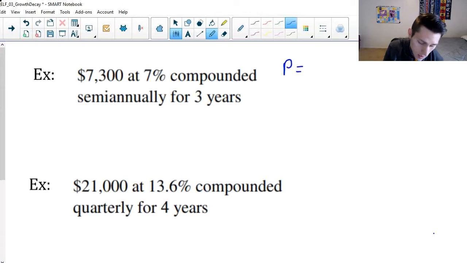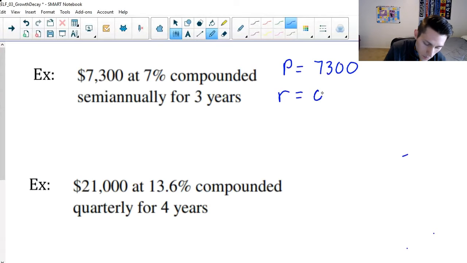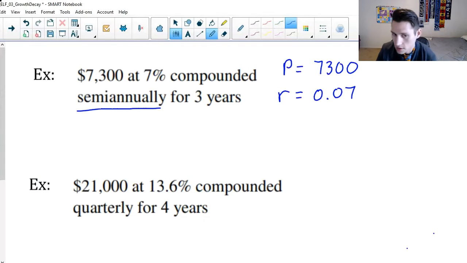That way we know exactly how to plug things in. So the capital P in this case is 7,300 because that's how much we started with. R, the interest rate, is 7%, but I don't want to use 7, right, because we want to use it as a decimal in our equation. So 0.07. It's compounded semi-annually. Okay, so N represents how many times it's compounded in a year. So semi-annually would mean twice a year, 2 times a year.